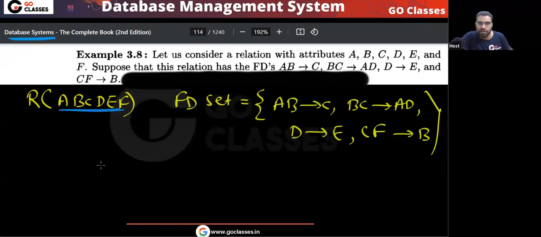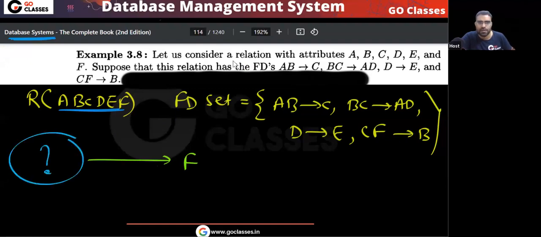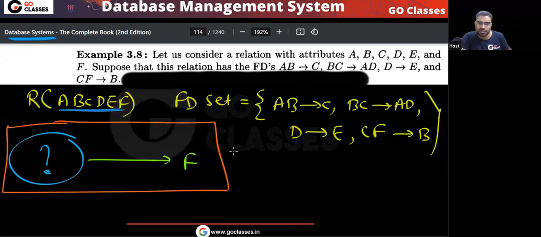Yes or no? Remember, if you want to determine F, can you notice, what must be here? This is my question. Please understand my question. This is the question.